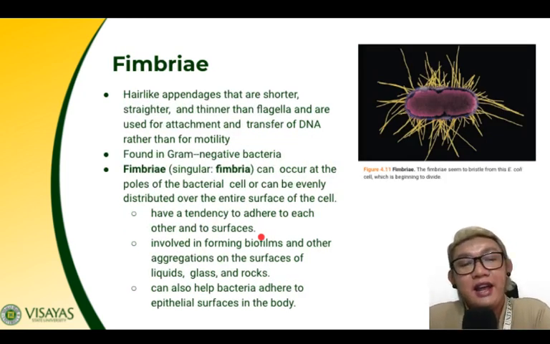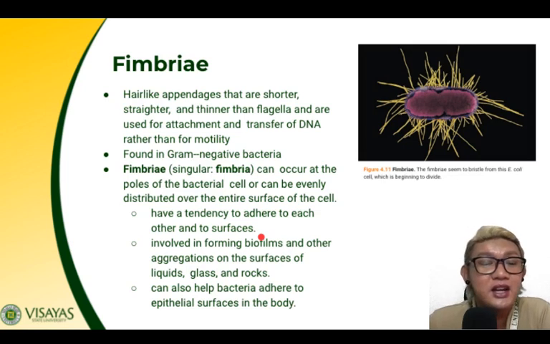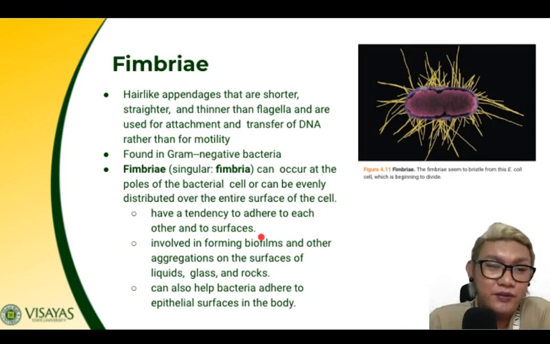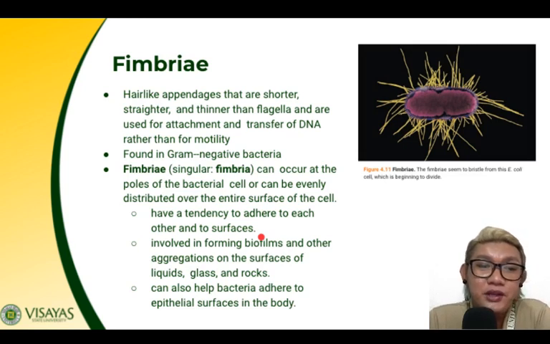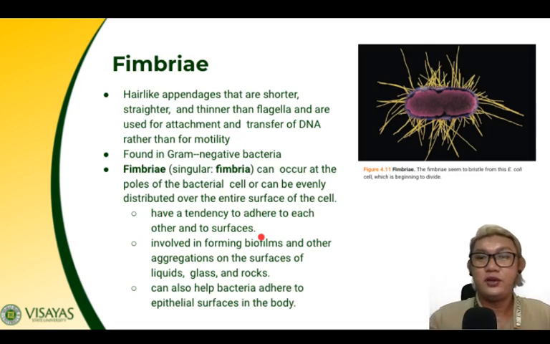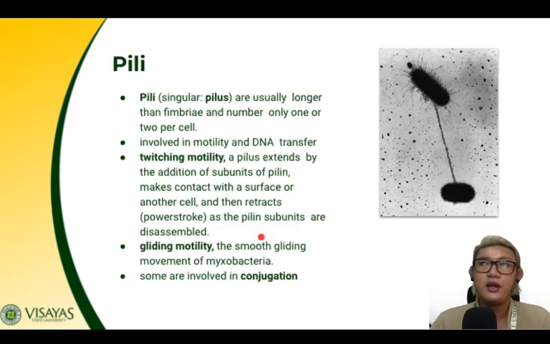Fimbriae are hair-like appendages that are shorter, straighter, and thinner than flagella and are used for attachment and transfer of DNA rather than for motility. These are found in gram-negative bacteria. Fimbriae, singular fimbria, can occur at the poles of the bacterial cell or can be evenly distributed over the entire surface of the cell. They have a tendency to adhere to each other and to surfaces. So they are like Velcro, when you put it on your t-shirt, they stick. So that's how fimbriae actually work for microorganisms.